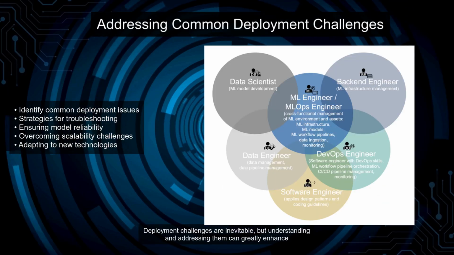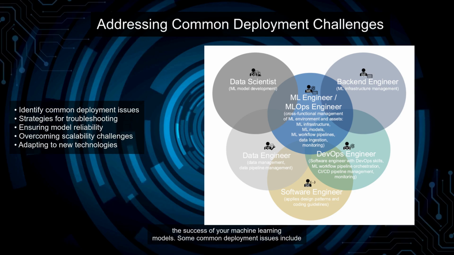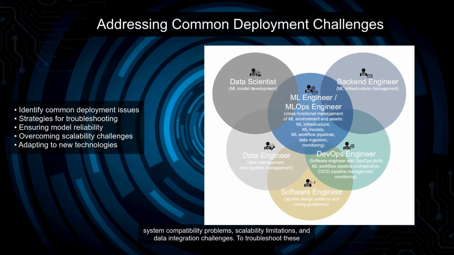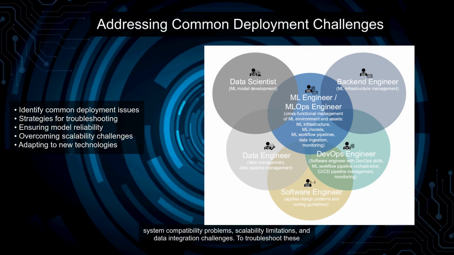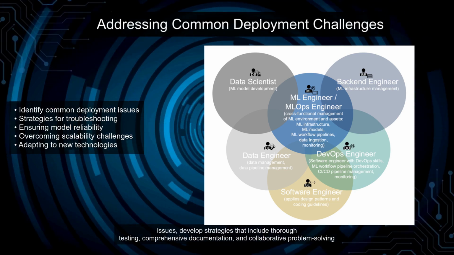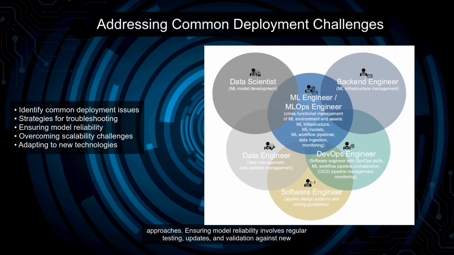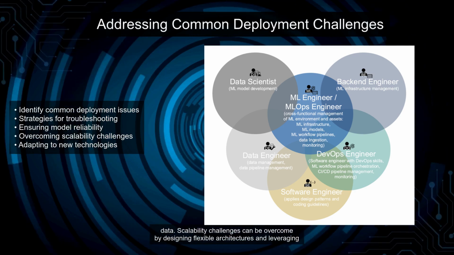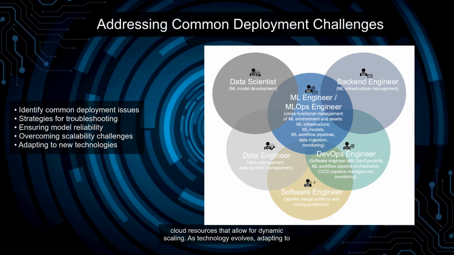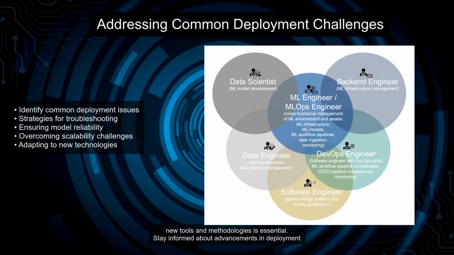Deployment challenges are inevitable, but understanding and addressing them can greatly enhance the success of your machine learning models. Some common deployment issues include system compatibility problems, scalability limitations, and data integration challenges. To troubleshoot these issues, develop strategies that include thorough testing, comprehensive documentation, and collaborative problem-solving approaches. Ensuring model reliability involves regular testing, updates, and validation against new data. Scalability challenges can be overcome by designing flexible architectures and leveraging cloud resources that allow for dynamic scaling.